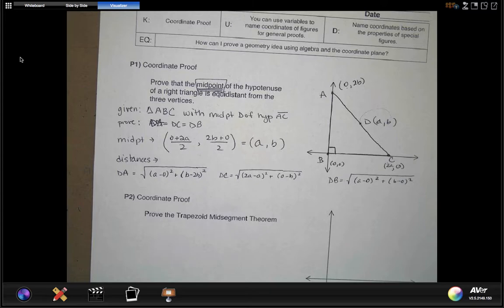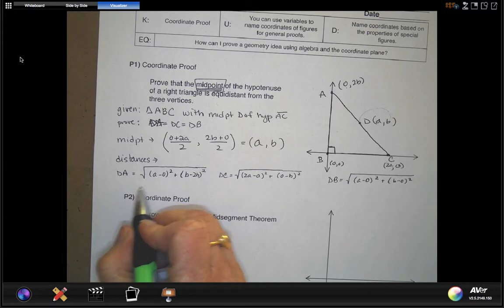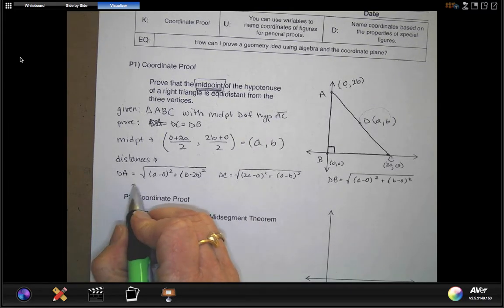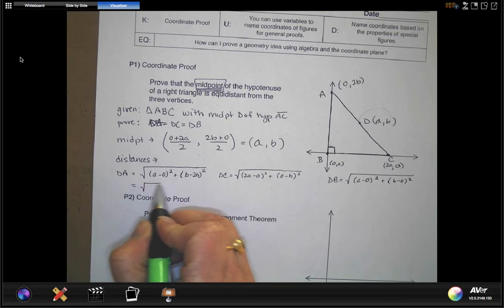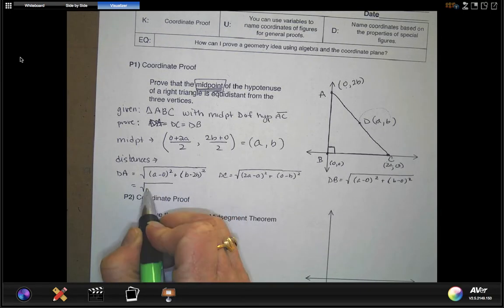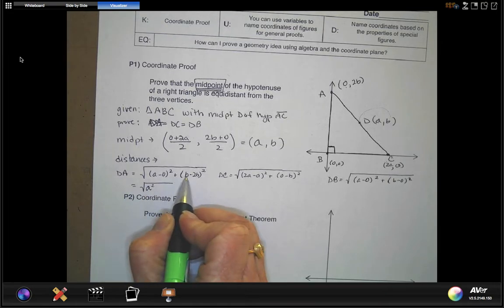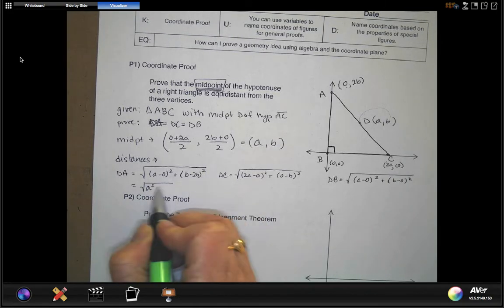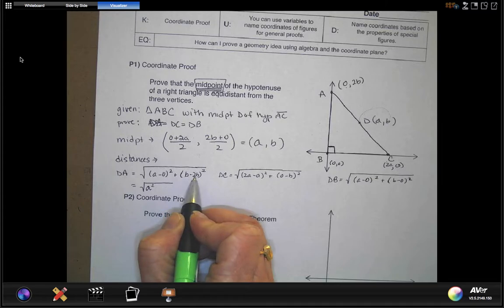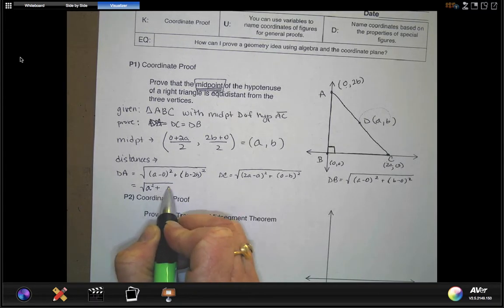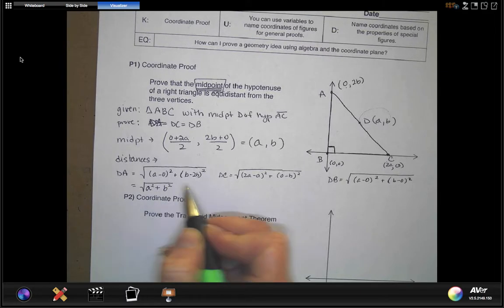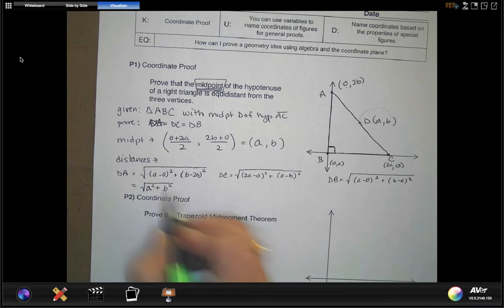All right, so when I do that, I'm trying to show that all these are equal. So here, I would end up with a minus 0, which is just a, so then a squared would be a squared. Here I'd have b minus 2b squared. Well, that would give me negative b, but negative b squared is the same thing as positive b squared, because if I square a negative, it's positive, so I'm just going to write plus b squared.